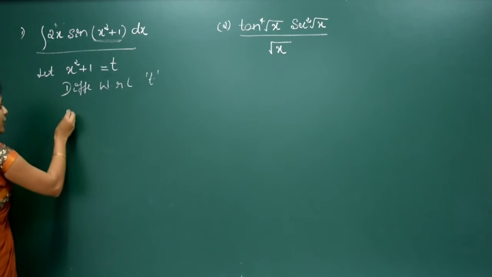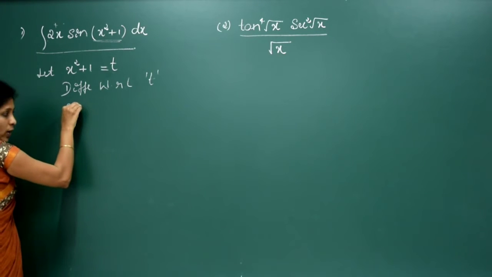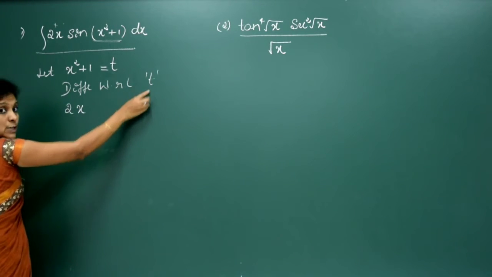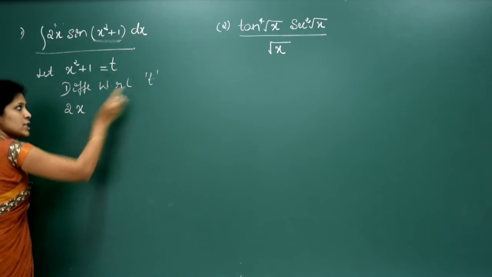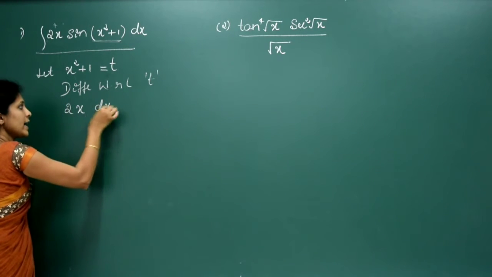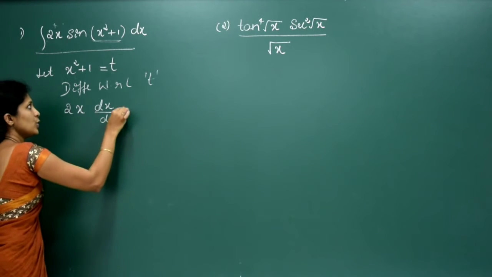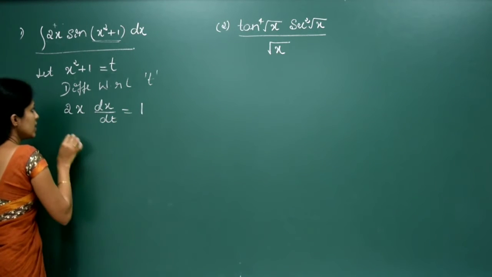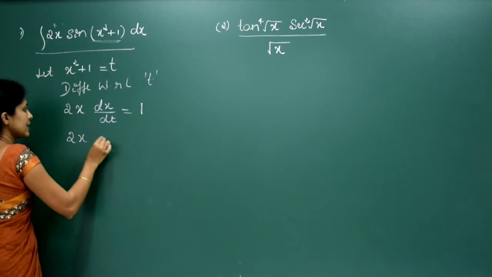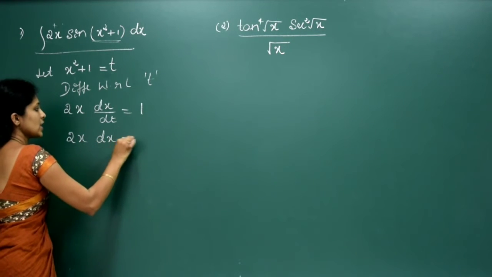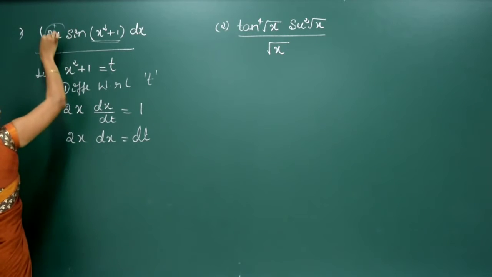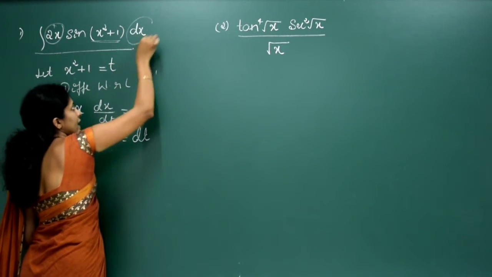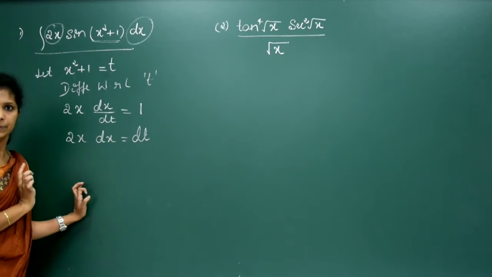Okay. Derivative of x square will be 2x, but you are differentiating with respect to t. So derivative of x with respect to t will be dx by dt is equal to derivative of t will be 1. So I can write 2x into dx is equal to dt. So clear? We got 2x into dx is equal to dt.